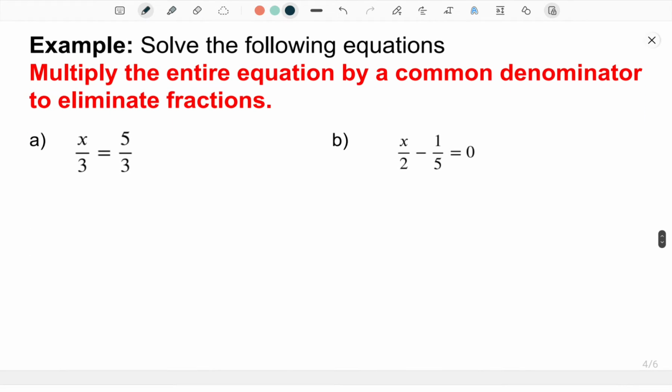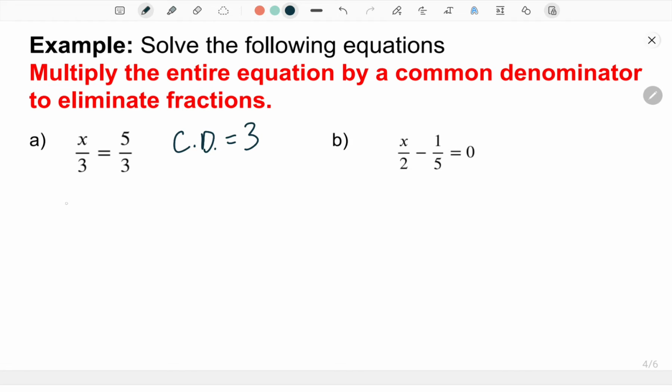Okay, so what are we going to do? So as we solve these equations, we want to multiply the entire equation by a common denominator to eliminate the fractions. So what do we mean by that? Okay, let's take a look at the first equation. So in the first equation, you have 3 and 3. So your common denominator in that case, well, they're just the same. So you can just choose 3.